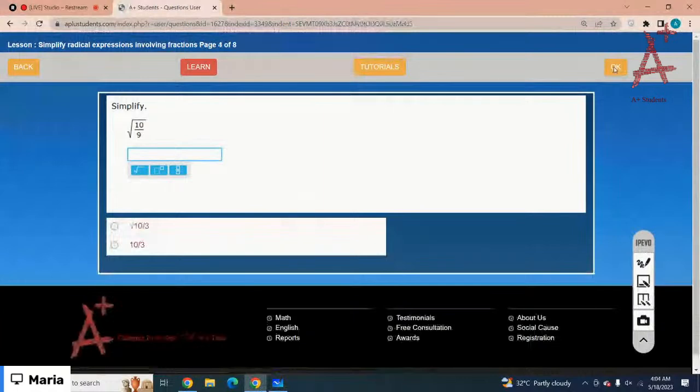Okay, simplify square root of 10 divided by 9. Which is the correct option? You cannot factor out 10, and the square root of 9 is 3. So it would be square root 10 divided by 3. Option number 1 is the correct option.